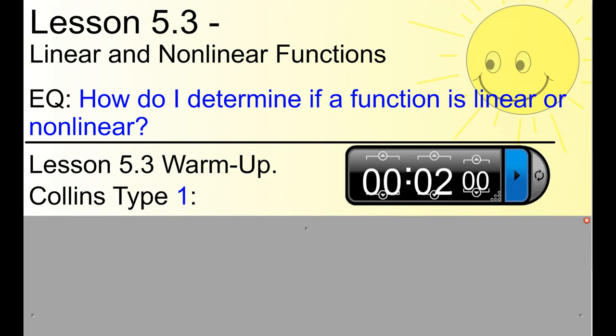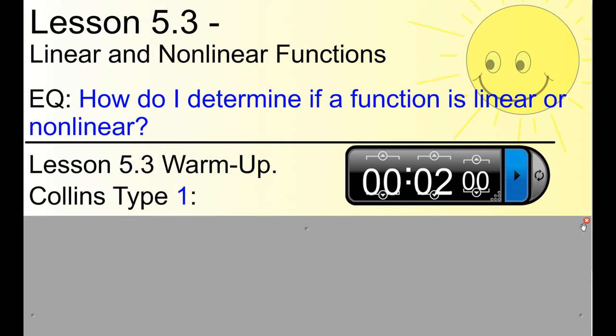Hello, this is Mr. Henry, and welcome to Lesson 5.3, Linear and Nonlinear Functions. The essential question says, how do I determine if a function is linear or nonlinear? Seems fairly straightforward if you know what linear and nonlinear means.